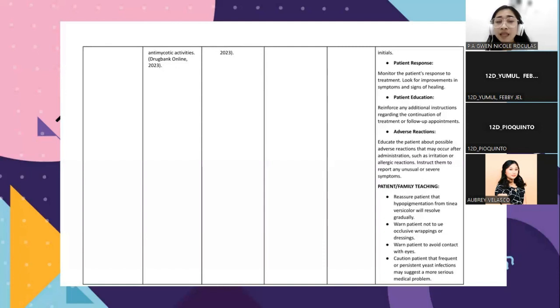So next is patient and family teaching. So reassure patient that hypopigmentation from tinea versicolor will resolve gradually. So this is important para ma-understand. This is important so that the patient will have that understanding.